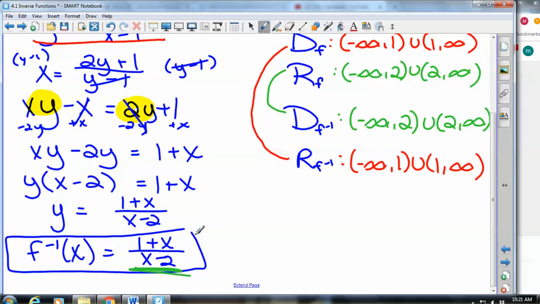So if I ask for domains and ranges, all you really need to do is find the domain of both the function and the inverse. And then those are the range of the opposite function. It's everything except 2 for that. Yes, you could think of it, it's really just your vertical asymptote. And your range is really just where you have your horizontal asymptote. Okay. Questions there?